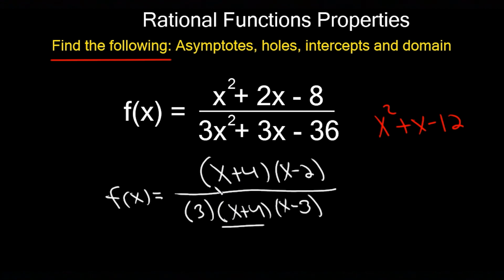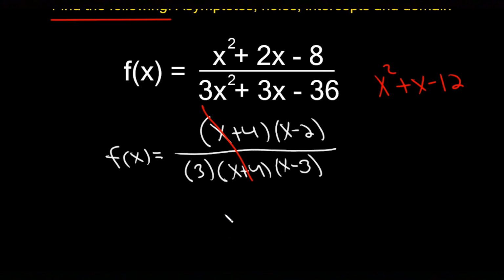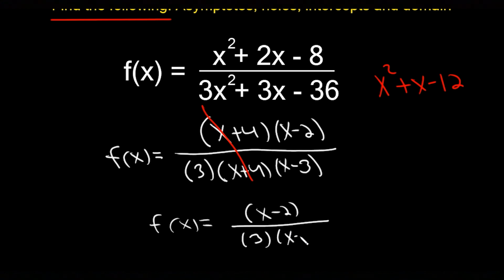And that's because you have a common factor. Right here, I have x plus 4 and x plus 4. So if that occurs, you need to cancel them out. So I'm going to cancel these out. All right, and then you're going to be left with the following. We're going to scroll down, that way we have room. So rewriting it, we have f of x equal to x minus 2 all over 3 times x minus 3.